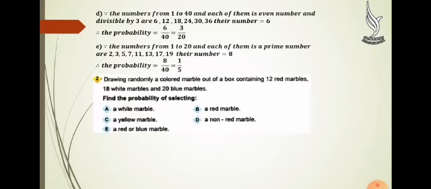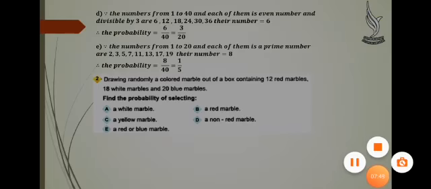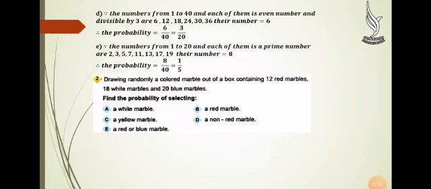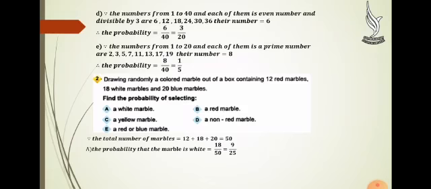Number 2, drawing randomly a colored marble out of a box containing 12 red marbles, 18 white marbles, and 12 blue marbles. Find the probability of selecting a white marble. If I select a white marble, it will be 18 over all the number of marbles, which equals 50. So 18 over 50 equals 9 over 25.